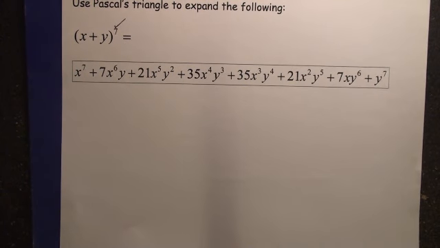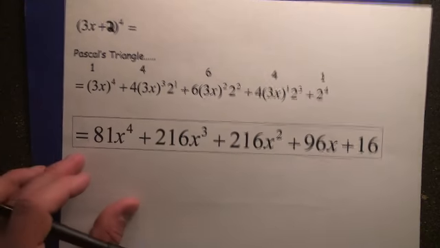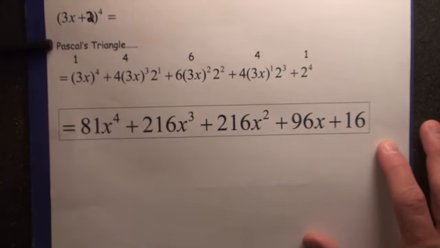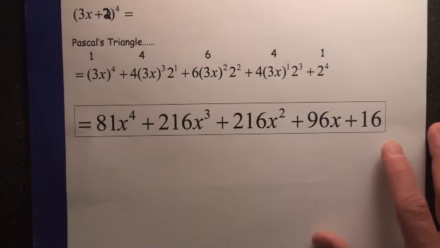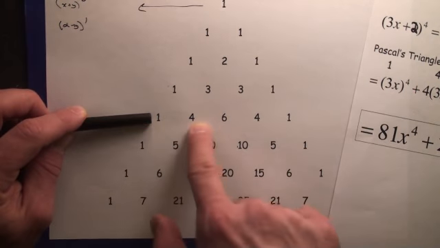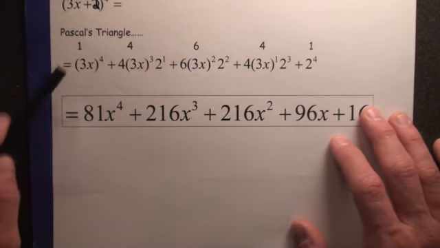Now that leads us to another problem. What if we were asked to do 3x plus 2 to the 4th power? I just changed that 1 to a 2 here so that we can do this. Well, Pascal's triangle to the 4th degree, 0th, 1st, 2nd, 3rd, 4th degree has 1, 4, 6, 4, 1. So we're going to use 1, 4, 6, 4, 1.